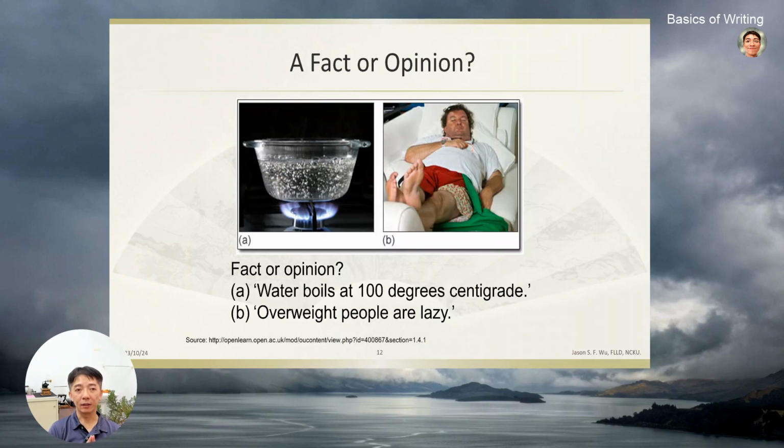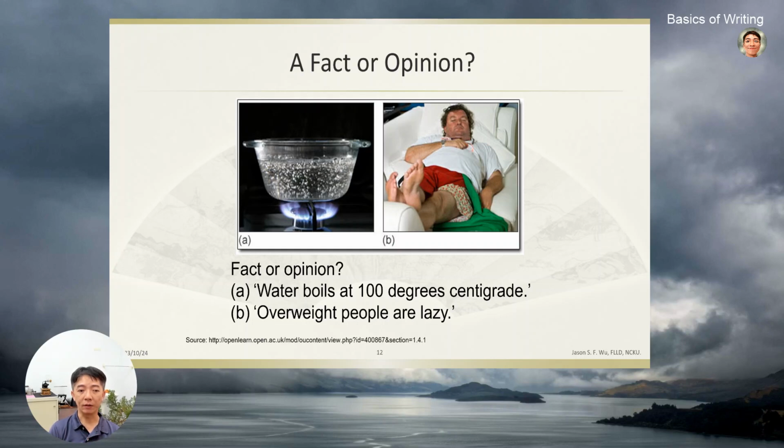So let's distinguish a fact from opinion. Take a look at these two examples. A, water boils at 100 degrees centigrade. B, overweight people are lazy. Which one is an opinion? Which one is a fact?